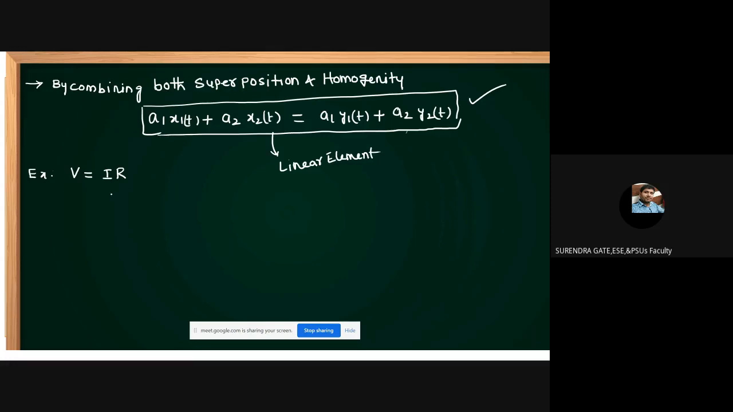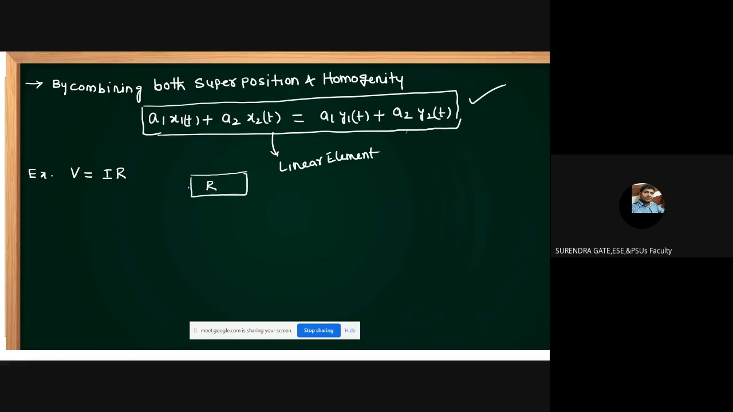But you know this one: V equal to IR, V is proportional to I. That's why it is linear. All of you know this one, but mathematically, by applying both homogeneity and superposition, how is it? Now, for example, let us assume that V equal to IR. Let I be the input.